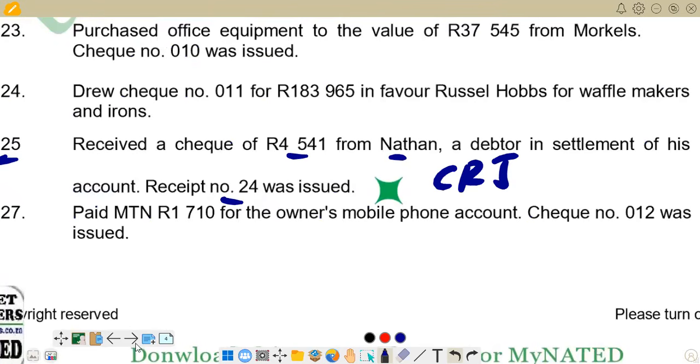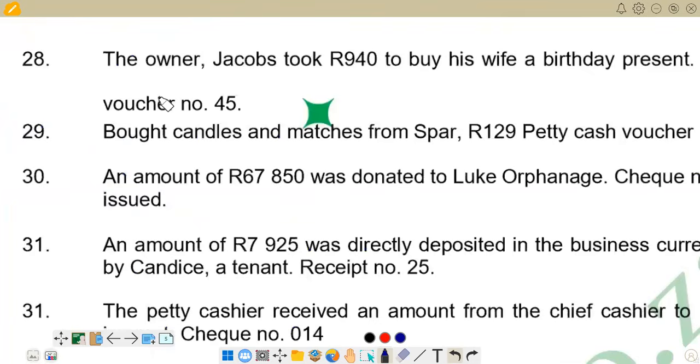So this one is the last one. So we go to the next, which is 28. The owner Jacob took 940 rands to buy his wife a birthday present. Voucher number 45. This is personal use, buying a birthday present. It becomes personal use. The owner is taking money to buy his wife a birthday present. We've got our day 28, document number 45, and then the amount is 940, and these are drawings of 940.